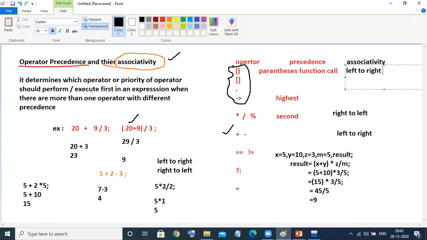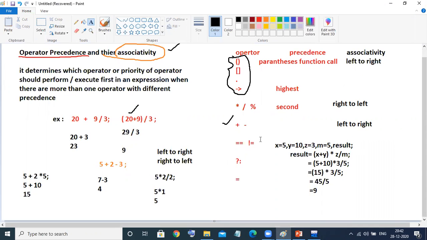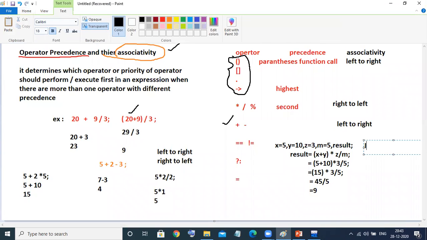Left to right. You can Google all the operators; I'm not going to tell you every operator here. As the time comes, we will see that. This is right to left. This is left to right. Equal to and not equal to comparison is always from left to right, so here I will write left to right. Then this conditional operator would be right to left. Associativity, right to left.